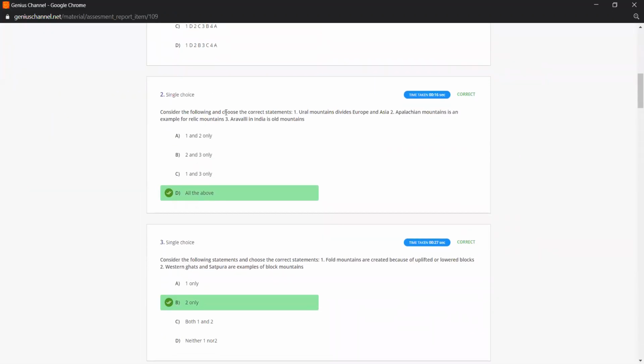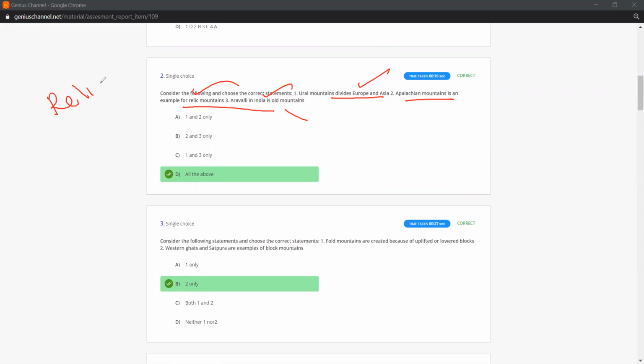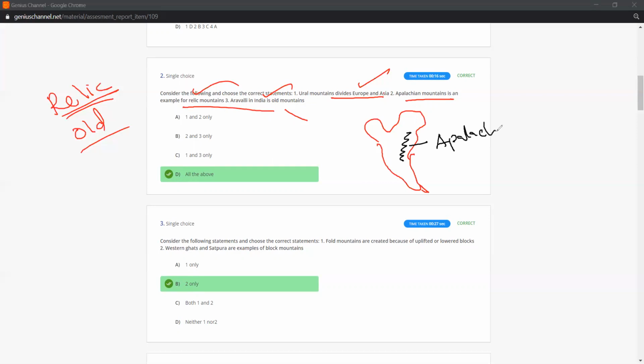Okay, second question. Ural Mountain divides Europe and Asia. That statement is correct. Appalachian Mountain is an example of relic mountain. That is also correct. Aravalli is also a relic mountain, an old mountain. So wherever the word relic is coming, it means it is an old mountain. Appalachian is also in North America. For example, if this is North America, I'm marking this in black. This side is Appalachian, and this side is Rockies.